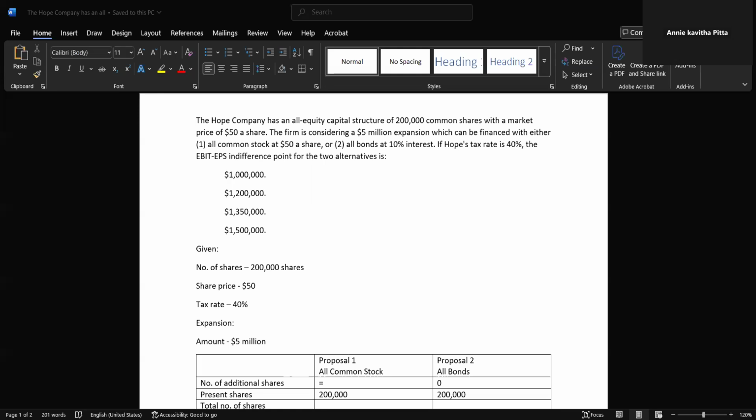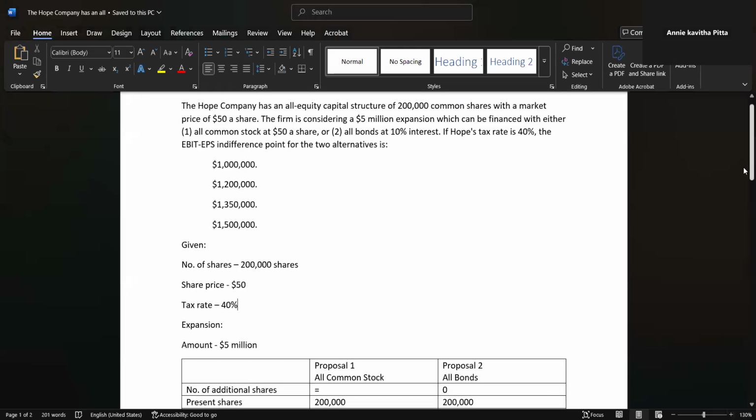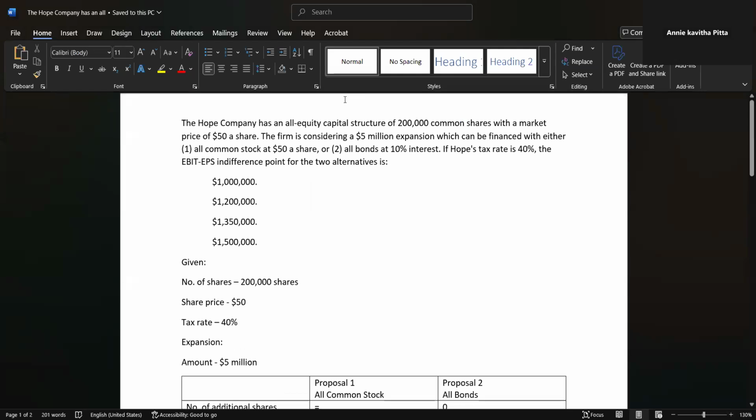There's a question here on the screen. The question says, the Hope Company has an all equity capital structure of 200,000 common shares with the market price of $50 a share. The firm is considering a $5 million expansion, which can be financed with either first one, all common stock at $50 a share, or the second option is all bonds at 10% interest. If Hope's tax rate is 40%, we're asked to find out what's the EBIT-EPS indifference point for the two alternatives.